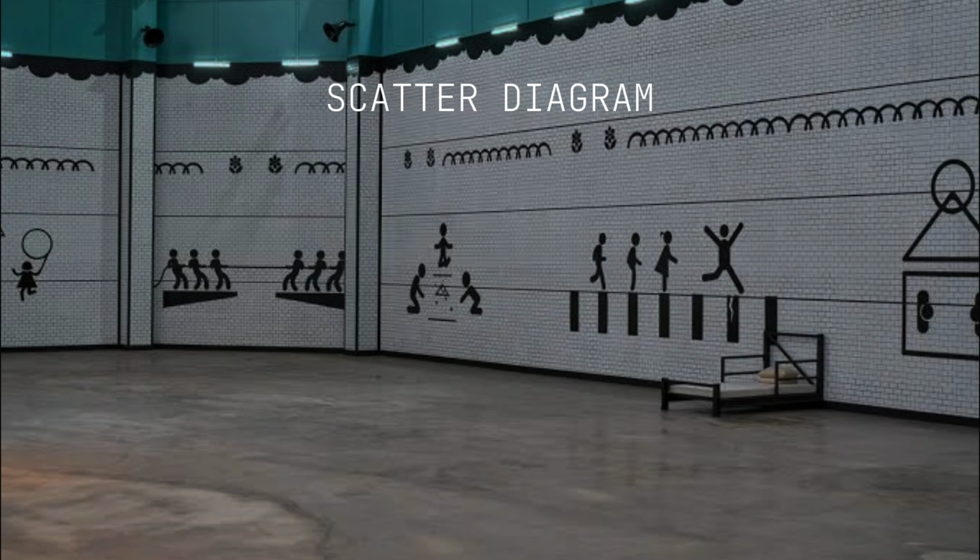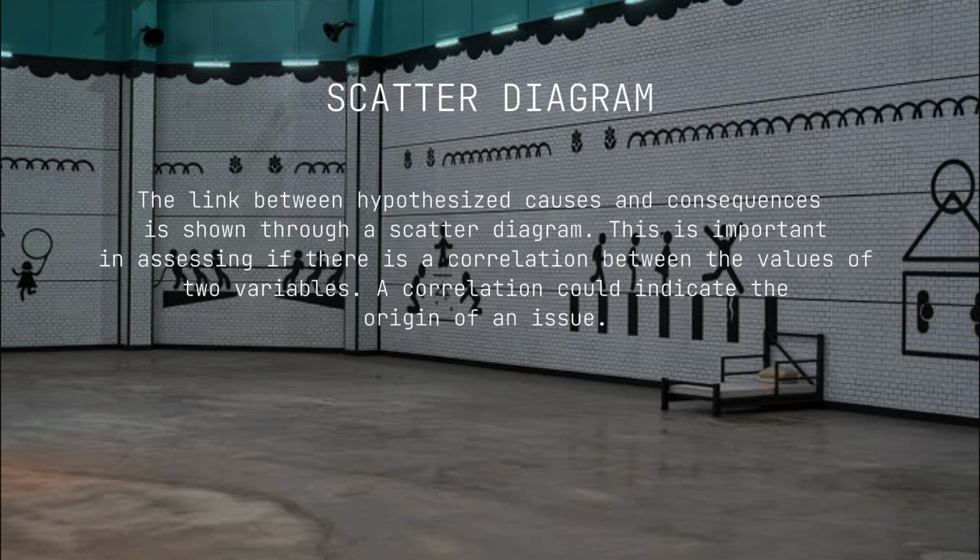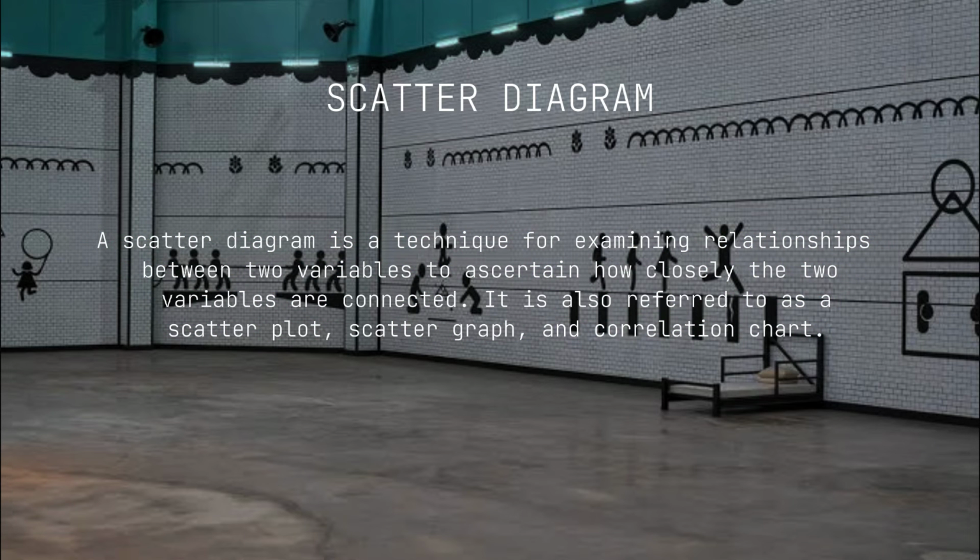Scatter diagram. The link between hypothesized causes and consequences is shown through a scatter diagram. This is important in assessing if there is a correlation between the values of two variables. A correlation could indicate the origin of an issue. A scatter diagram is a technique for examining relationships between two variables to ascertain how closely the two variables are connected. It is also referred to as a scatter plot, scatter graph, and correlation chart.